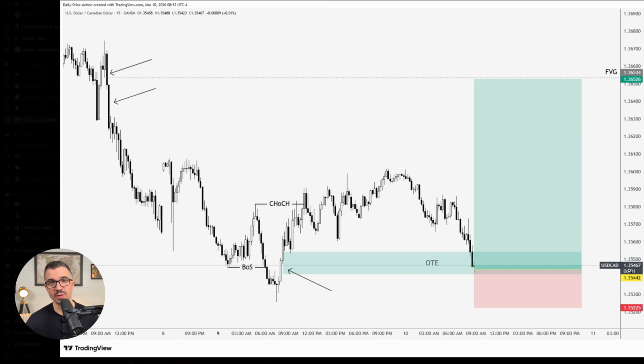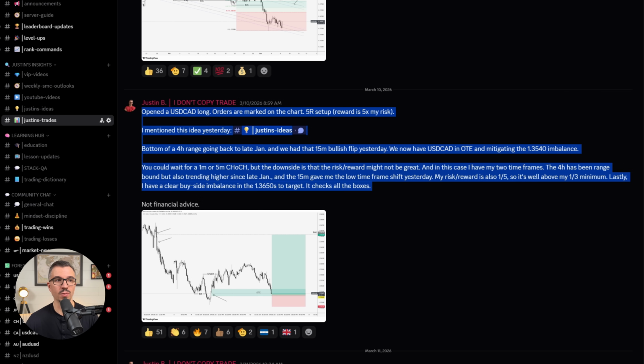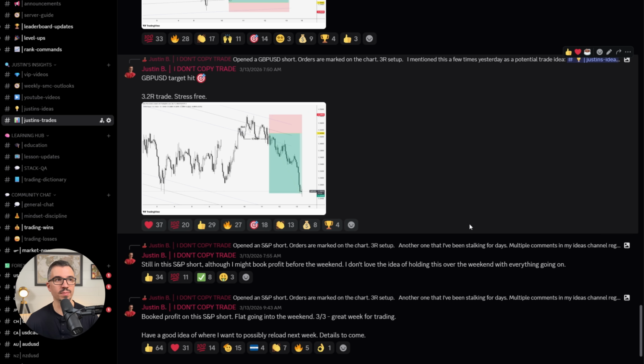This is where the market was. It was at 135.46 or so. So literally 2 pips away from my entry when I posted this live in Discord, explaining exactly what I was doing here with members. Okay. And then if I scroll down, I even posted when I got out.